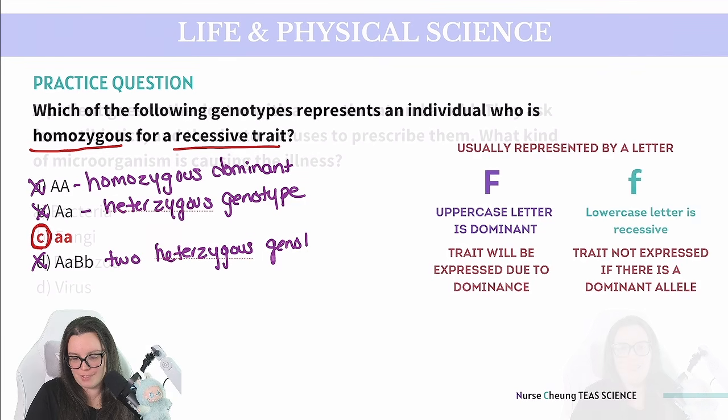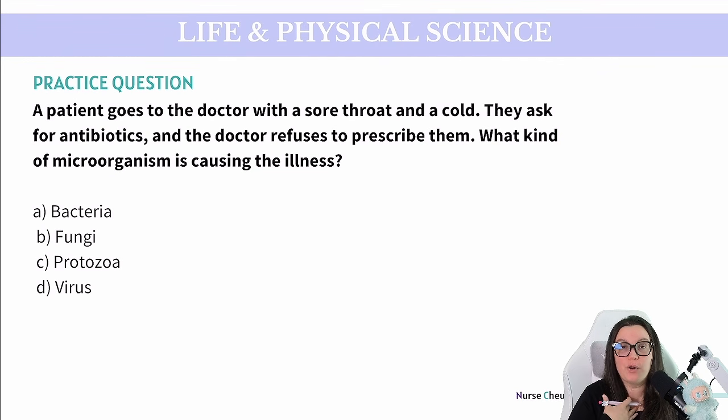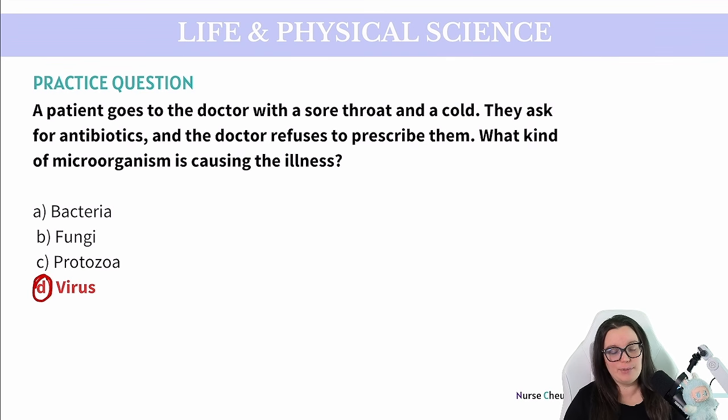So a patient goes to the doctor with a sore throat and a cold. They ask for antibiotics, but the doctor refuses to prescribe it to them. What kind of microorganism is causing the illness? Is it bacteria, fungi, protozoa, or virus? And the correct answer is going to be D, virus. Like we discussed in a previous answer, a lot of times when you see sore throats and colds, they're usually viral in nature, and antibiotics are not going to respond to them. Antibiotics are effective against bacterial infections, not viral infections.